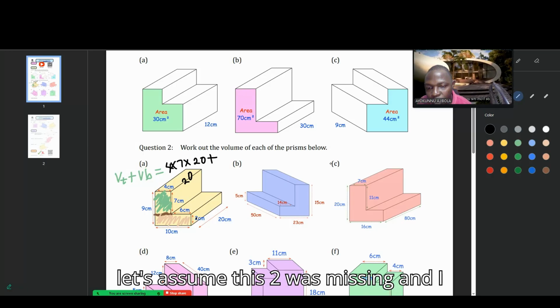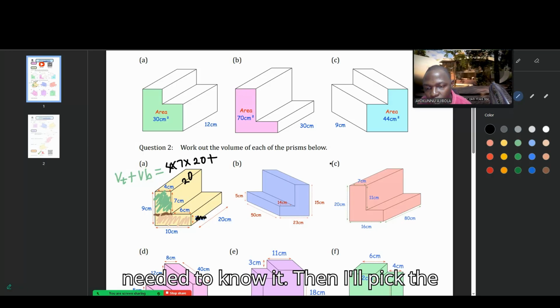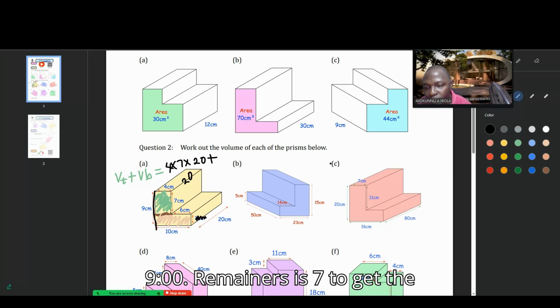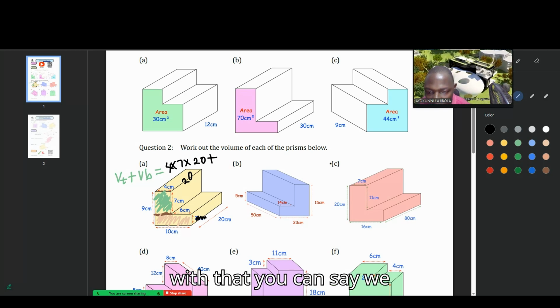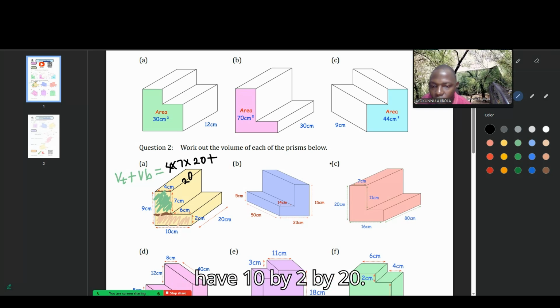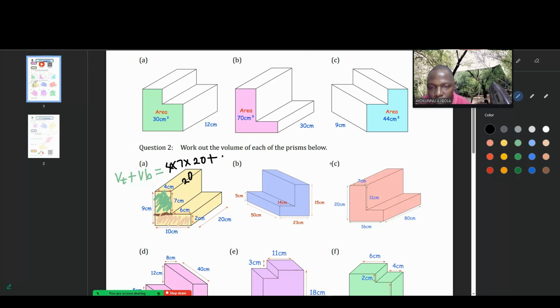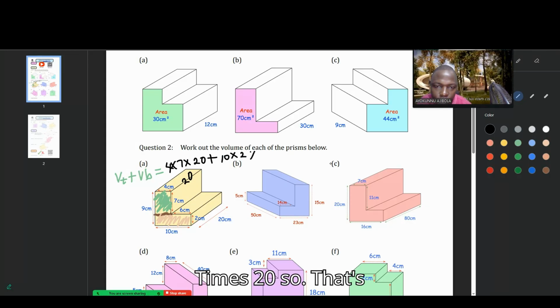Let's assume this 2 was missing and I needed to know it. Then I'd pick the 9 minus the 7 to get the 2. So with that, I can say we have 10 by 2 by 20, plus 4 by 7 by 20 for the first one.